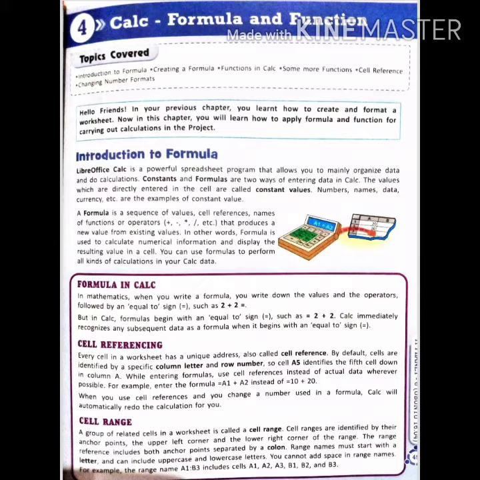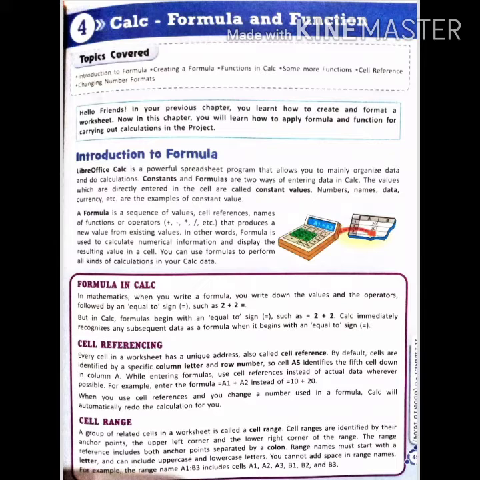Cell referencing. Every cell in a worksheet has a unique address, also called cell reference. By default, cells are identified by a specific column letter and row number, so cell A5 identifies the fifth cell down in the column A.